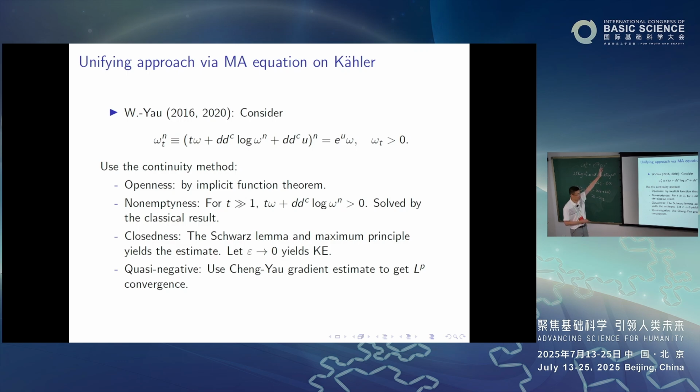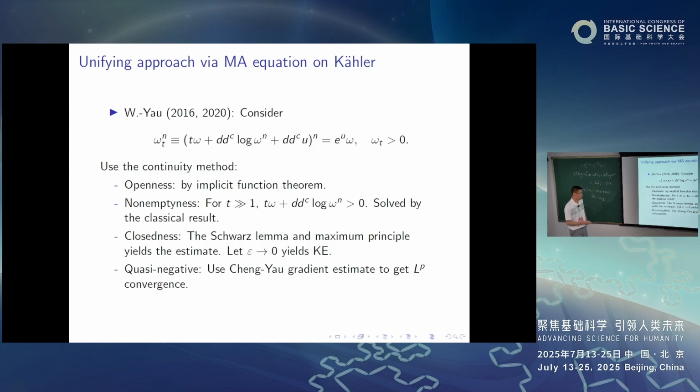For very large t, this background matrix is positive. So this is basically a Taylor form, plus this is just the classical Monge-Ampère equation. This time we can do that, so we get non-emptiness for very large t. So we have a solution for large t.